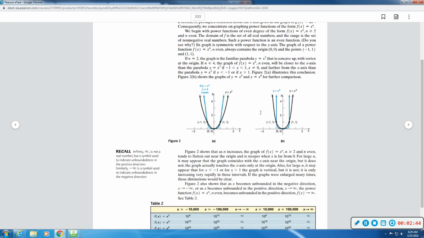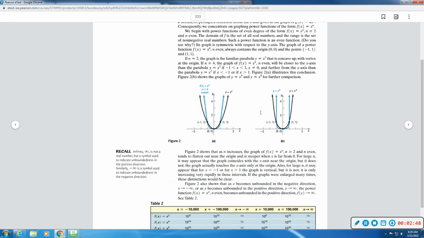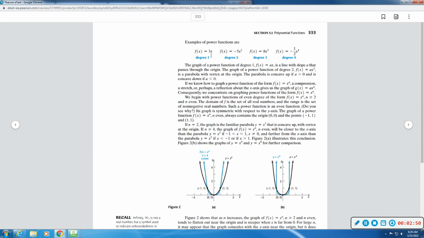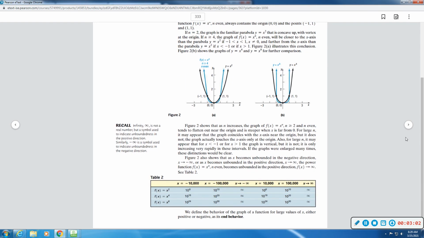Well, I guess I'll go to the next one. This is talking about the degree. This has a degree of 1. This has a degree of 2 because of the exponent of 2. This is a degree of 3, and this is a degree of 4. So the largest exponent, they're showing that here.